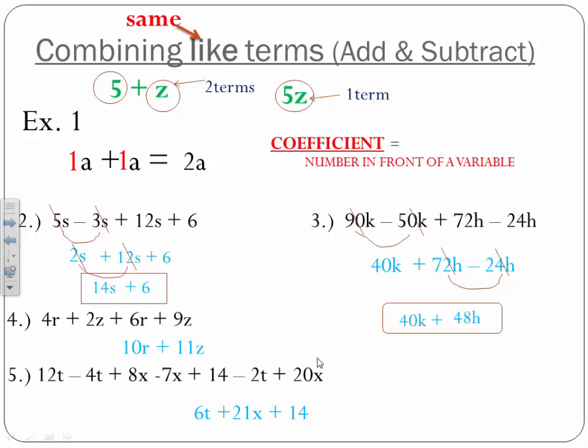And then I have a 20x. So 1 plus 20 gives me 21. And then I still have a whole number 14, which is not like anything else. So that gets attached at the end. So this has 1, 2, 3 terms. So feel free to pause, go back if you need to hear any of that again.